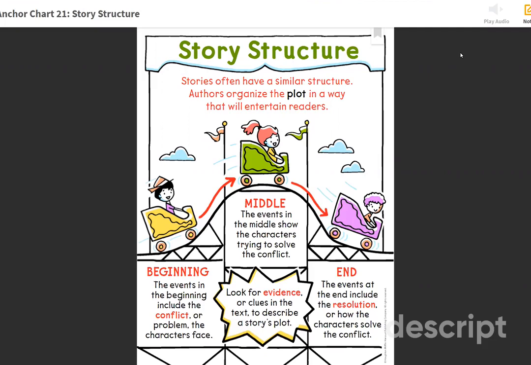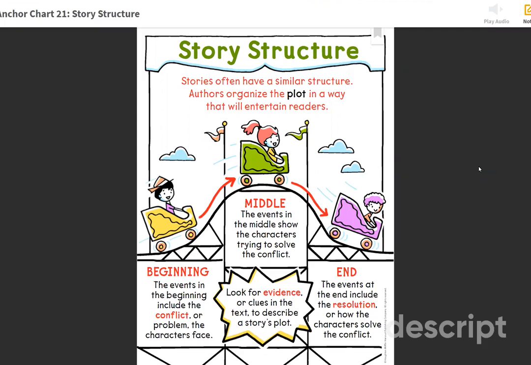Again, we're going to be looking at a realistic fiction. We're going to be looking at a story that's made up, but it could really happen because the characters behave like real people. The settings are places we may go in real life. The events are things that happen to us on a daily basis. And so the author often writes realistic fictions to entertain their reader.